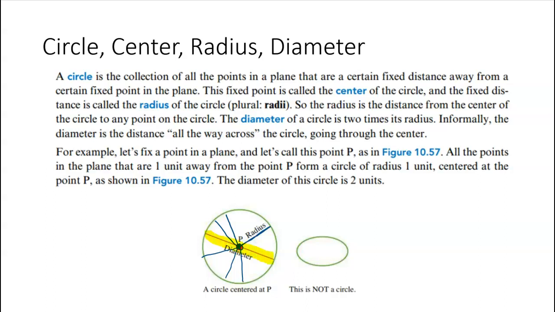Now, a diameter is the distance from one edge to the other edge, but it must go through the center. There are infinitely many diameters, as long as it goes from edge to edge and through the center. This would be a diameter.